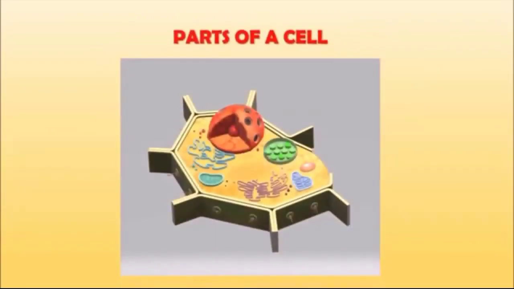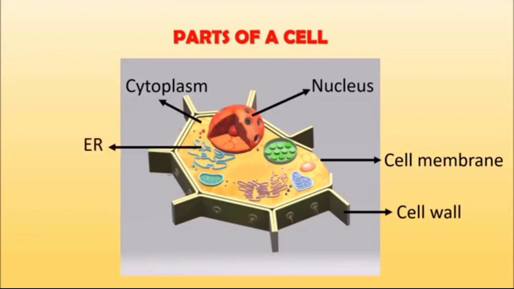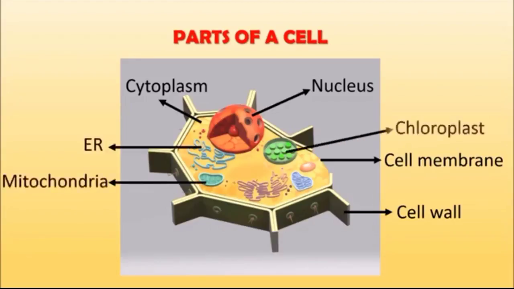Let us see the parts of a cell by taking plant cell as a typical cell. The different parts of a cell are cell wall, cell membrane, cytoplasm, nucleus, and other cell organelles like endoplasmic reticulum, mitochondria, chloroplast. Now let us see one by one. The first one is cell membrane.